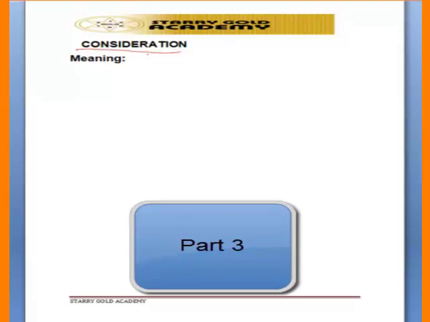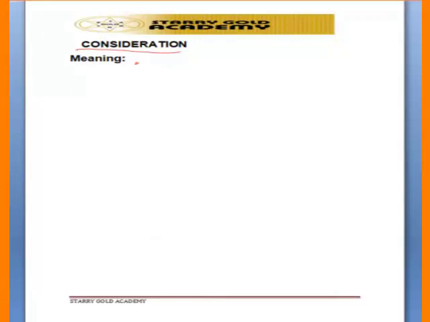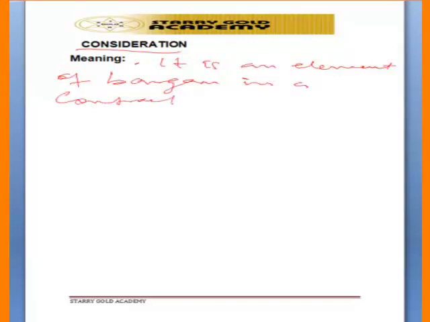Consideration. Now, consideration is the element of bargain in a contract. So that means that where parties are entering into a contract, party A and party B, what is called consideration is what Mr. A gives to Mr. B and what Mr. B gives to Mr. A. So what they are exchanging is what we call consideration.